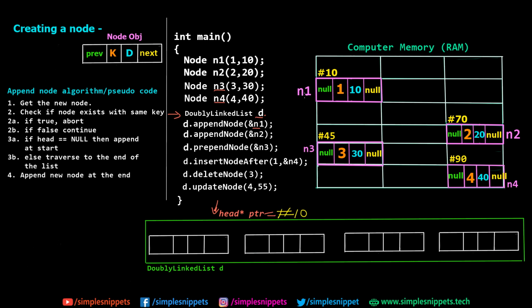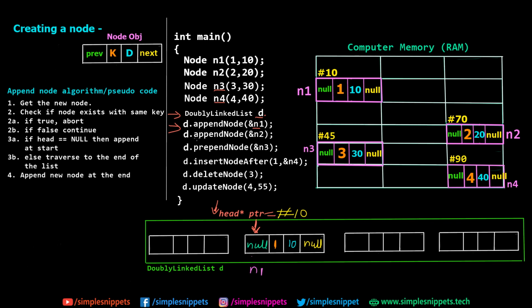So what I'll do is I'll quickly create this n1 over here. So this is n1, this is null, this is also null. We have key as 1 and data as 10. And our head pointer is pointing to n1. Okay, so this is what is happening at this step. Let's move on to step number 2.